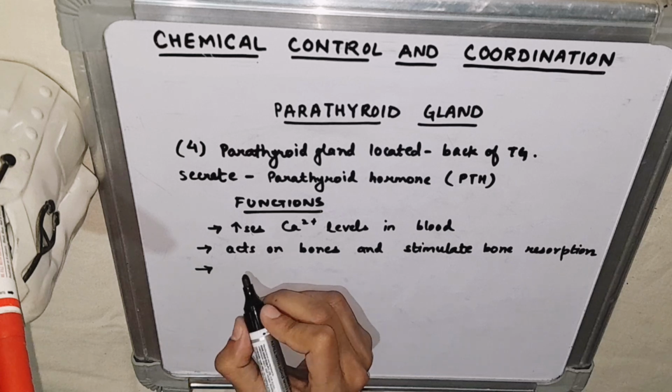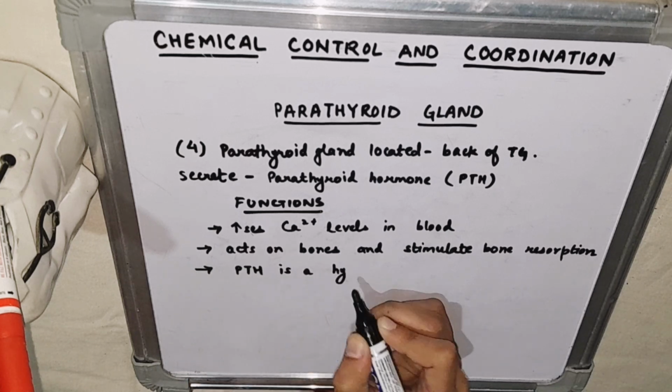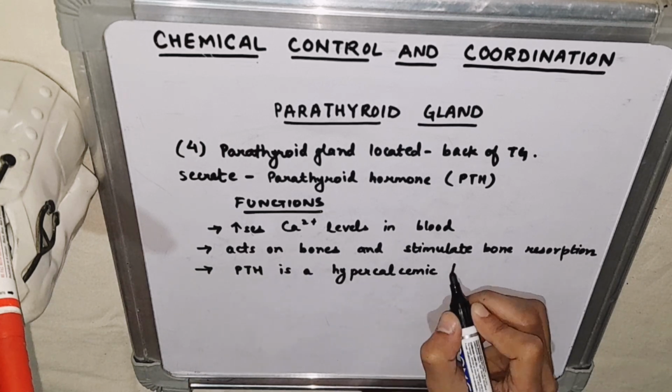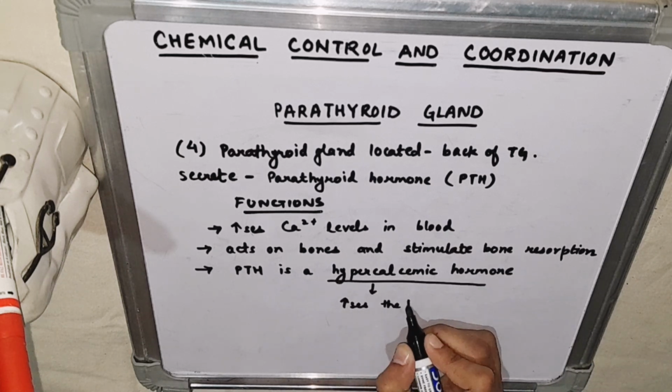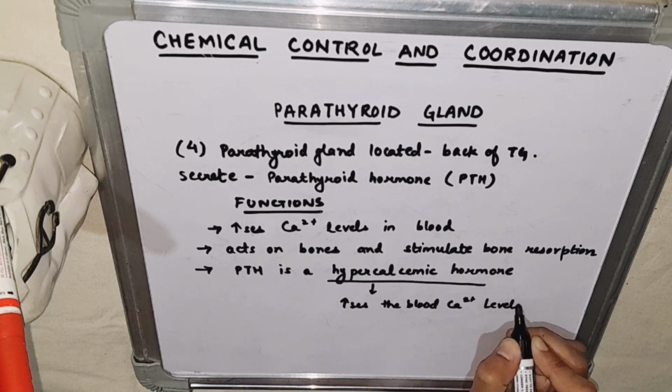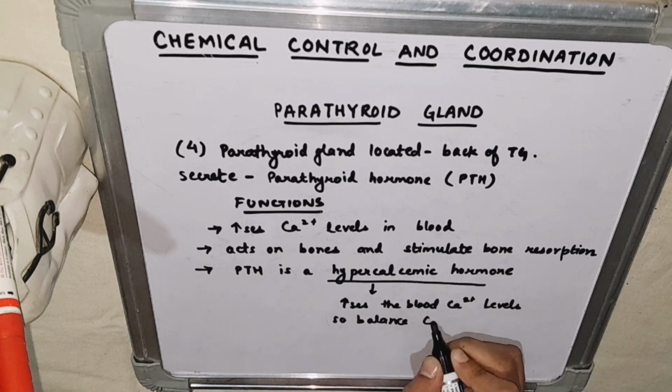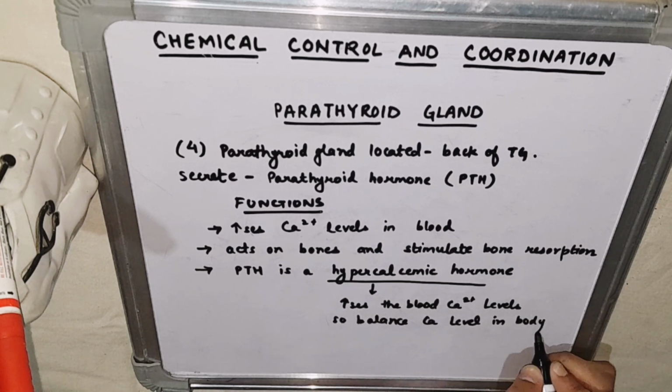Now parathyroid hormone is a hypercalcemic hormone. Hypercalcemic means here that it increases the blood calcium levels. Thus, it balances the calcium levels in our body. So, 3 main glands are complete here.